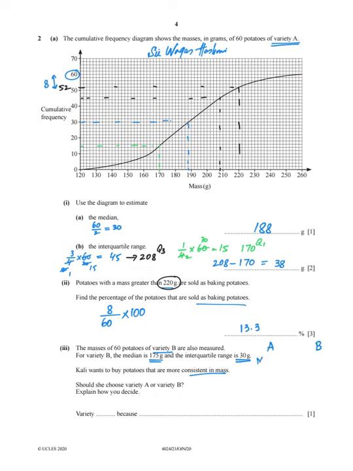In variety A, the median we have is 188, and in variety B, the median is 175, and the interquartile range for variety A we found is 38, and for variety B it's 30. So the answer for this question is variety B, because the interquartile range is smaller than variety A. That means the consistency of mass for variety B is more as compared to A.